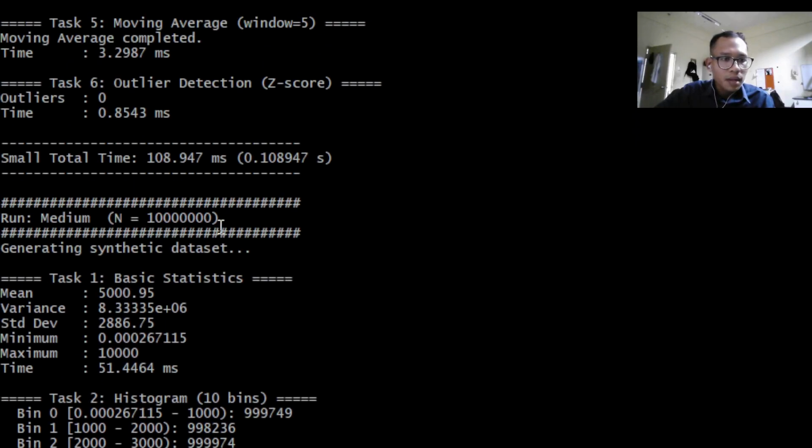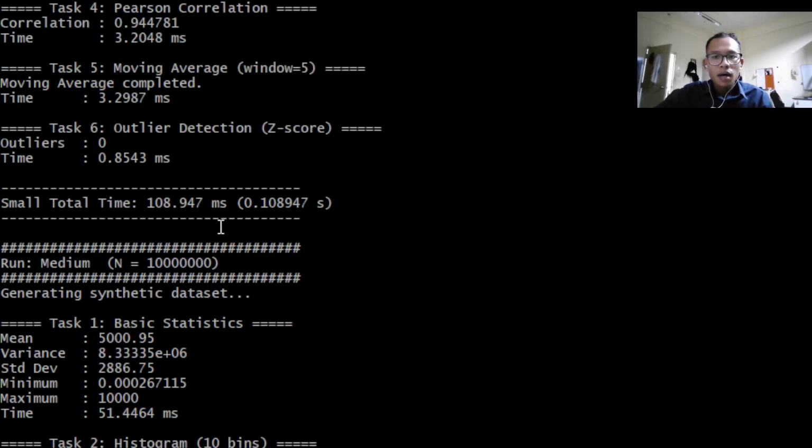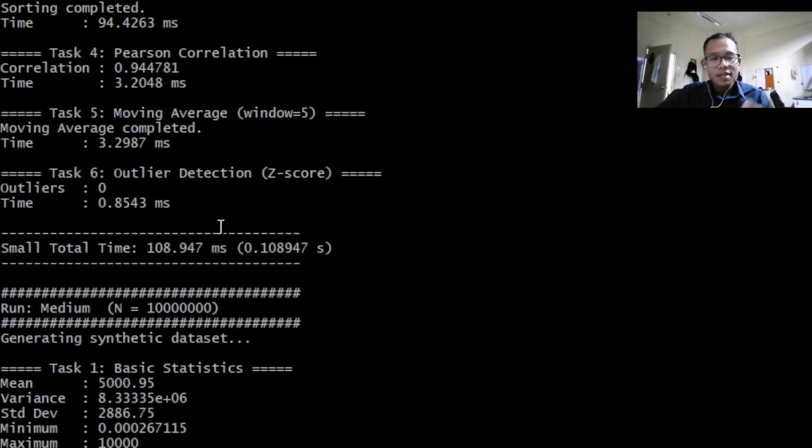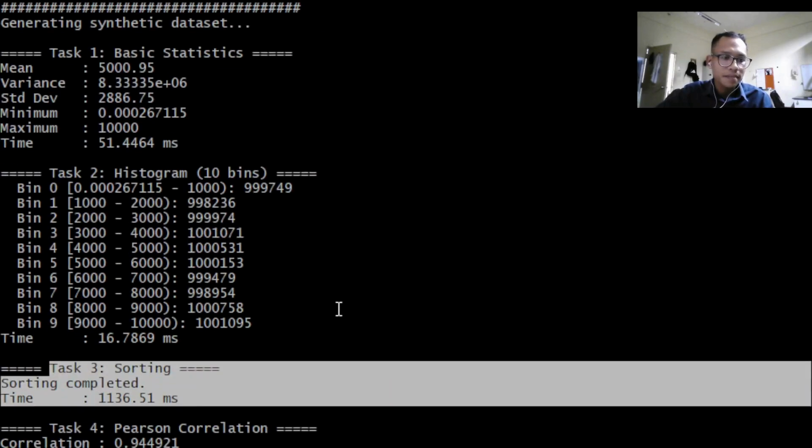If I forgot to mention, medium-sized data consists of 10 million data. Notice how it is still in millisecond measurement. This is because we are using quite sophisticated hardware, so the time it takes is not very different, only in milliseconds. Compared to hardware from 10 or 15 years back, it would take a significant amount of time to complete all these tasks.